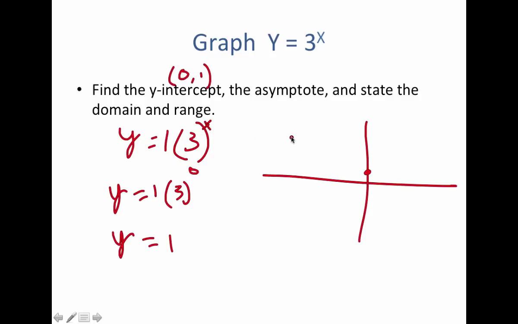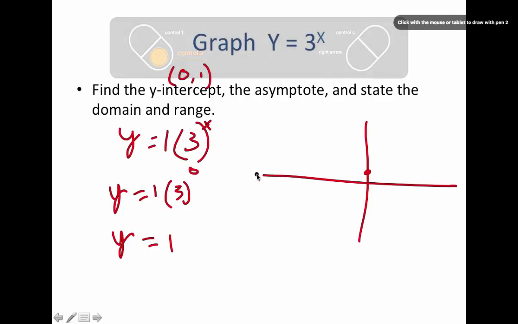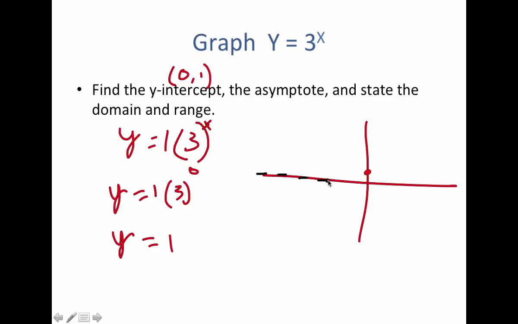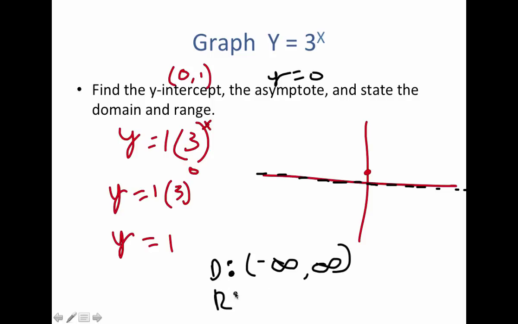Asymptote, we haven't moved up or down, so we're going to have an asymptote at y equals 0. The domain is always going to be negative infinity to infinity. And the range will bottom out at my asymptote, 0. We can't be 0. We approach an asymptote, but we never are the asymptote.